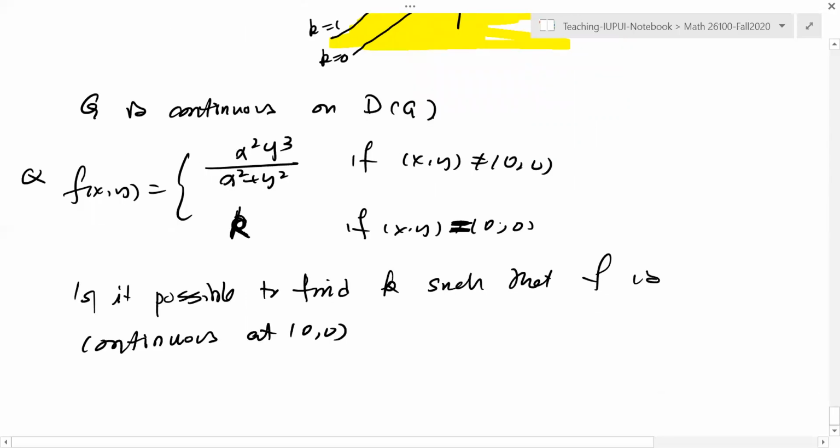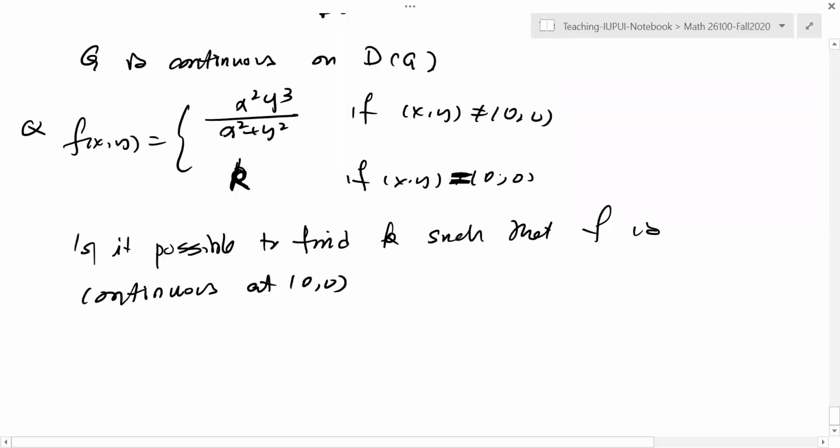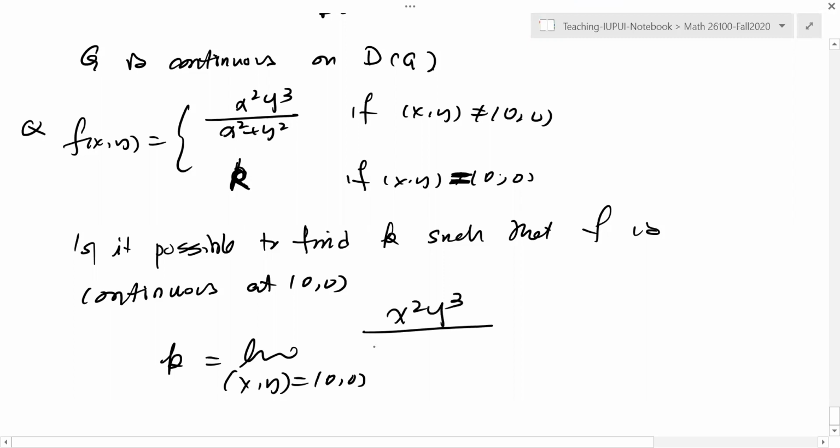Why? Because away from the origin, the function is a quotient defined by elementary functions. So it's continuous, no problem. The only trouble is to determine the value. As long as the function is continuous, the limit exists, then the value of k can be determined. So actually k should be equal to this limit, if it exists.